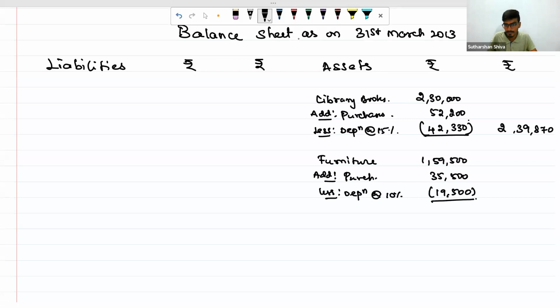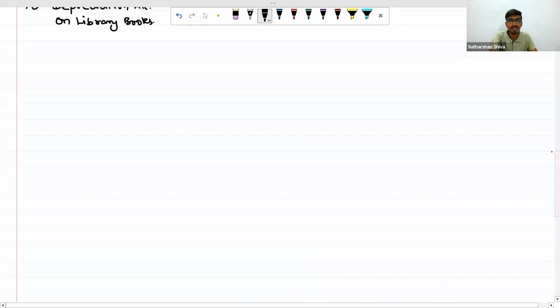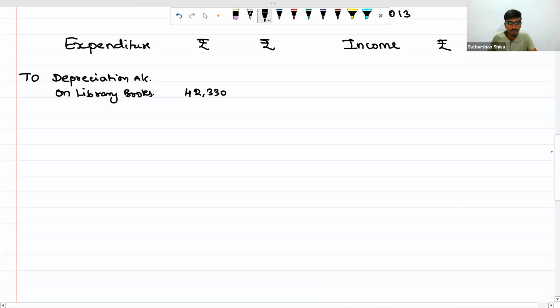1,59,500 plus 35,500 minus 19,500 you will do. What is the final value you will get? 1,75,500 is the final value you will get. This 19,500 will go to the income and expenditure account. Yes, correct.